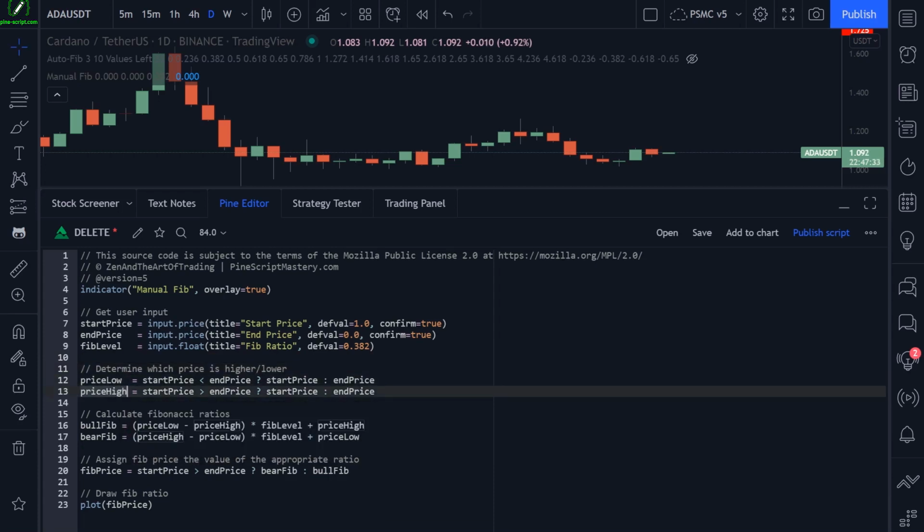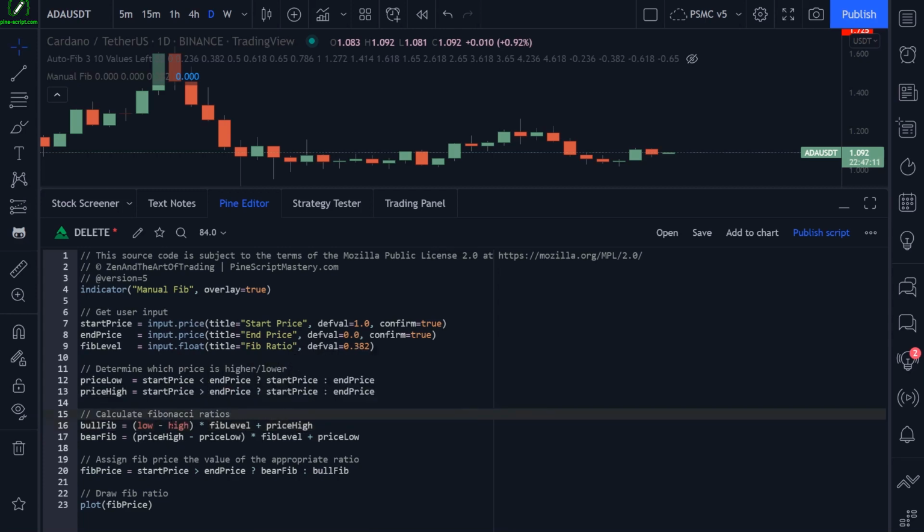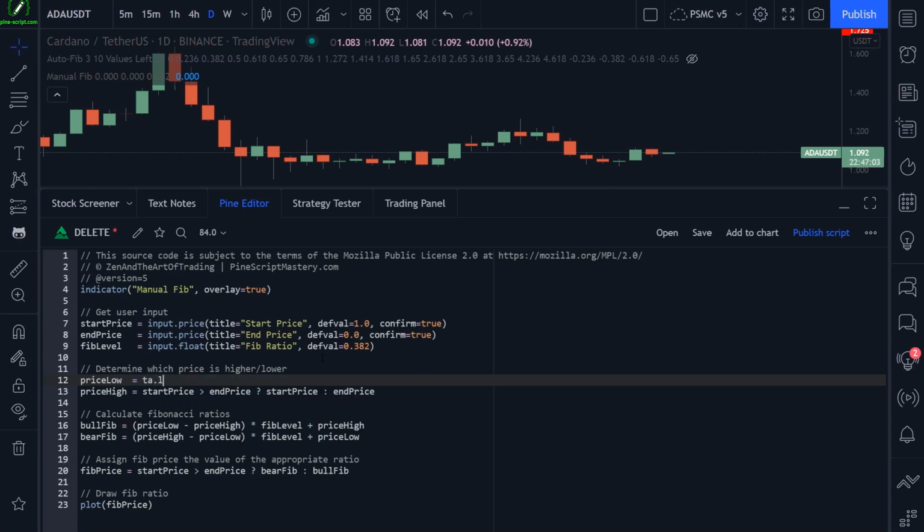If you're performing this analysis on price action, so let's say you got the highest high over a look back period and the lowest low over a look back period, you would just replace price low and price high with the low and the high that you want to work with. So for example, price low could be ta.lowest low over the past 20 bars, or some other condition that you use to determine where to start drawing your fibs from.